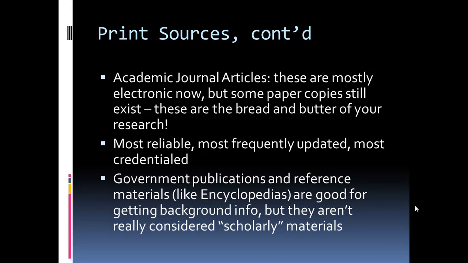Academic journal articles are mostly electronic now, but some paper copies still exist. But these are really the bread and butter of your research. They're the most reliable form of sources because they're most frequently updated, and also the most credentialed individuals in their fields are publishing in these peer-reviewed journals.